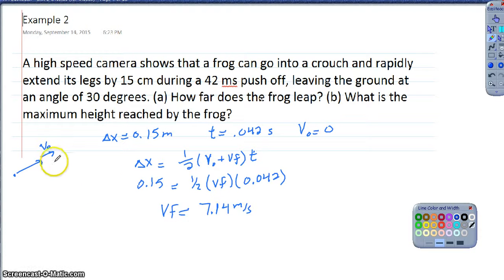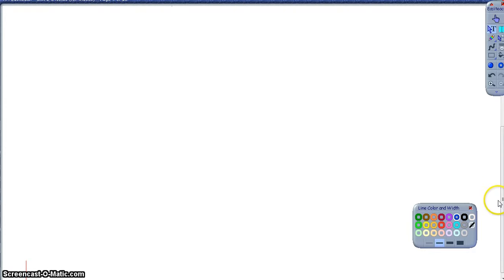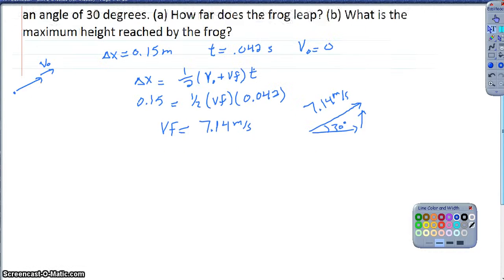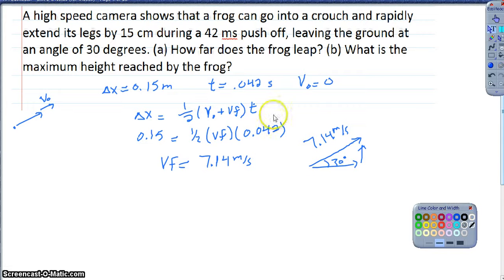Okay, so this tells me how fast the frog is leaving at that 30-degree angle. The frog is leaving at 7.14 meters per second, again at 30 degrees above the x-axis. So I've got that information to work with. Now this is a pretty standard projectile problem. Part A asks how far he goes, that's the horizontal displacement. And part B asks what his maximum height is.